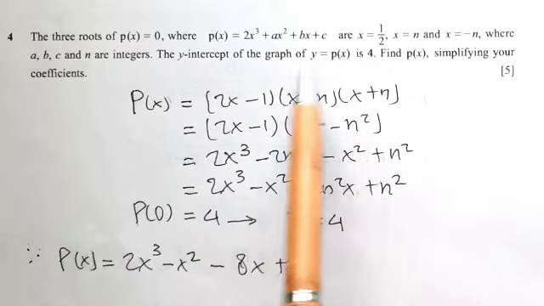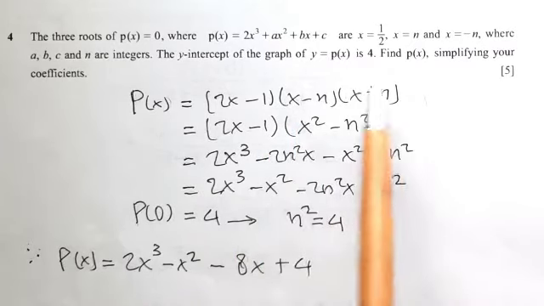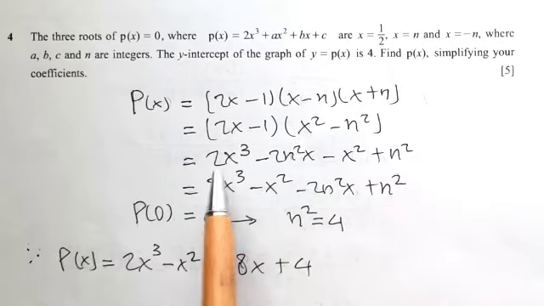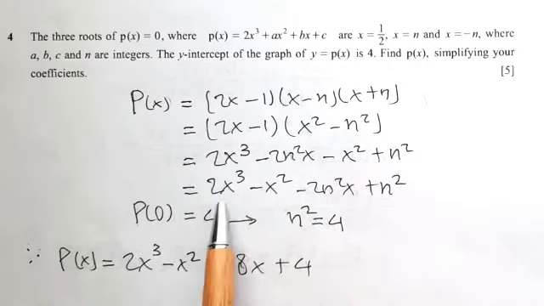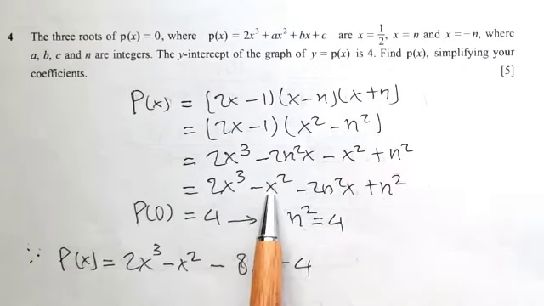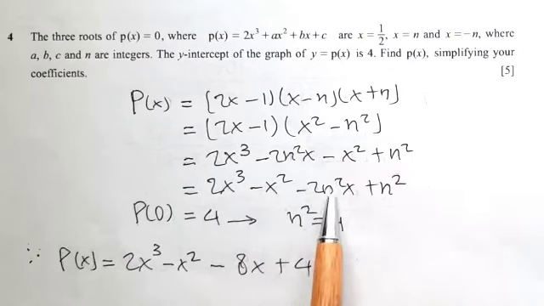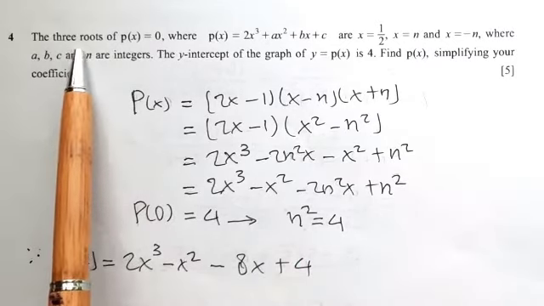Multiplying the brackets here, we obtain this one times that one, that is x squared minus n squared, and then multiplying the brackets again, we obtain 2x cubed minus x squared minus 2n squared x plus n squared.